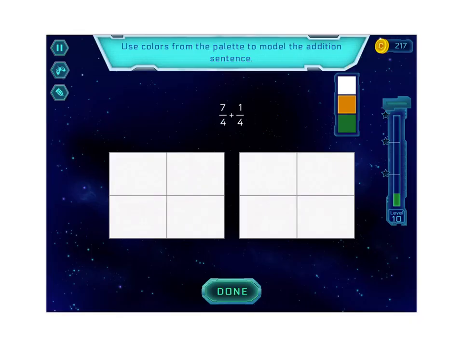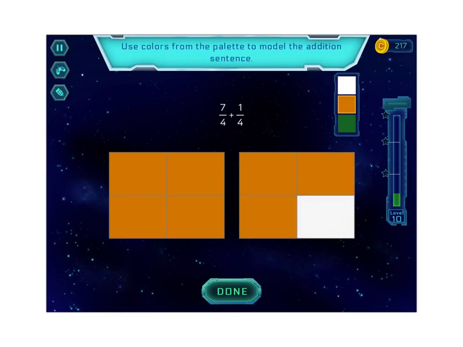One of the examples you'll see today is this one. Use colors from the palette to model the addition. So we're going to be adding 7 fourths, and I'm going to use that model as orange to highlight 7 of these fourths. And then I'll change it to green to model 1 fourth. So selecting the orange first, there are 7 fourths. Select the green to represent 1 fourth, and you'll notice that's a total of 2 whole.